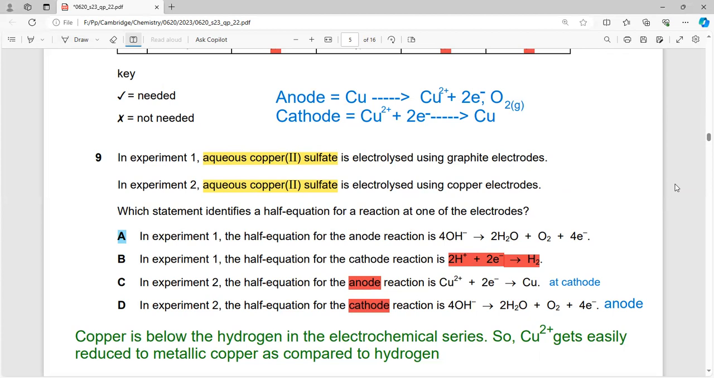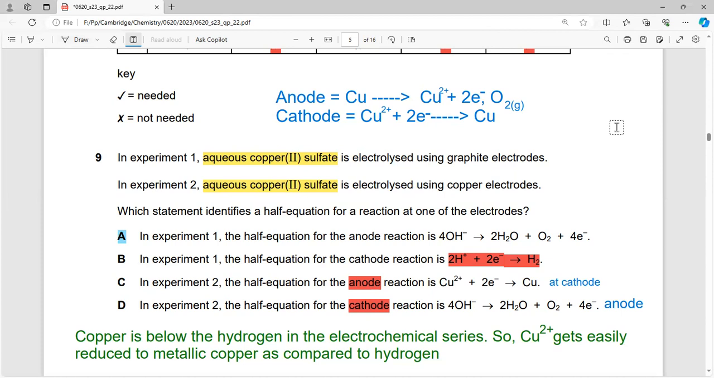The positively charged copper ions will proceed to the cathode, and they will reduce at the cathode and deposit in atomic state. So copper will be released at the cathode. That's the overall concept; now we are going to see which statement is correct. In experiment number 1, the half equation for the anode reaction is 4 hydroxyl ions producing 2 water molecules, oxygen is released, and 4 electrons are released. So that is the correct half equation.